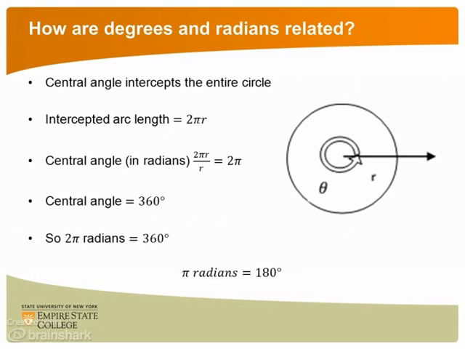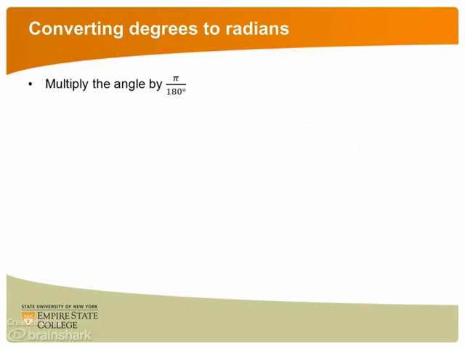It is important to note that pi is part of the radian measure. Most angles are written in terms of pi when expressed in radian measure. Once we have this relationship, we can set up a ratio that allows us to convert between radians and degrees. To convert from degrees into radians, multiply the measure by pi divided by 180 degrees.